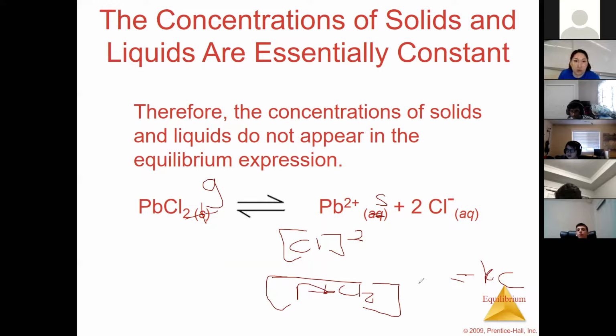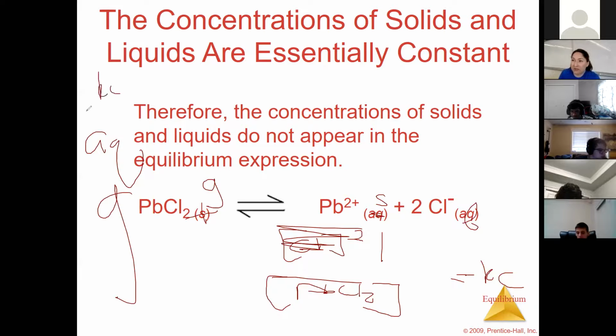So solids and liquids are omitted. If these were both like a solid and a liquid, then it would just be 1 over PbCl2 equals K. So aqueous and gases only go into Kc. Kp, gases only. So that's important to know. So in your equilibrium expression, gases and aqueous go into Kc, your products over reactants, gases only into your Kp.